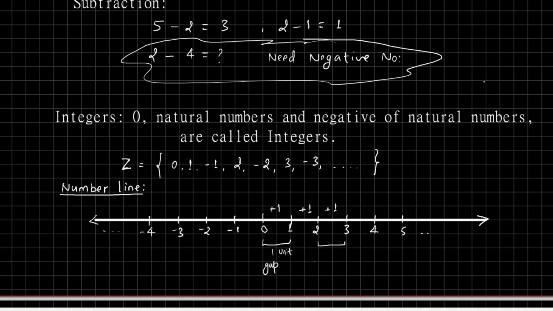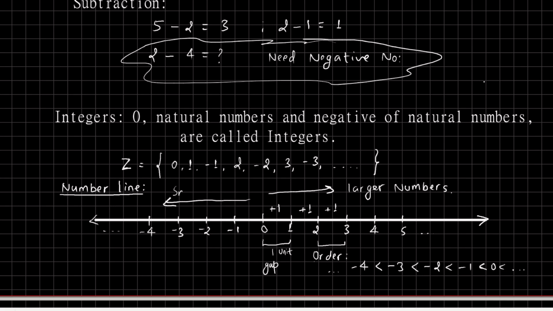With the help of the number line, we can see the order of these numbers. Negative 4 is a smaller number than negative 3. These two numbers are smaller than negative 2, negative 1. These are all smaller than 0 and so on. What we are seeing here is, as we go from left to right, we get larger numbers. And when we travel from right to left, we get smaller numbers.